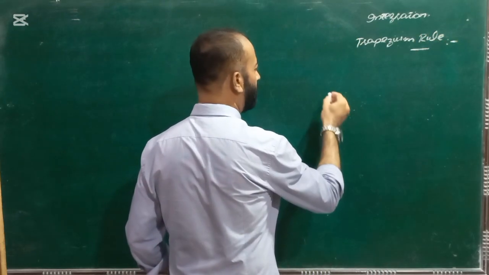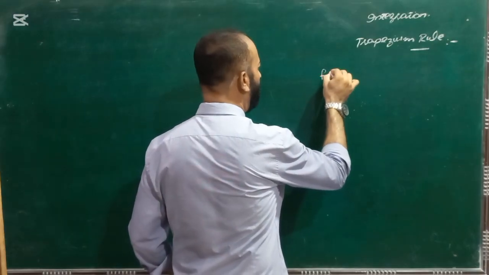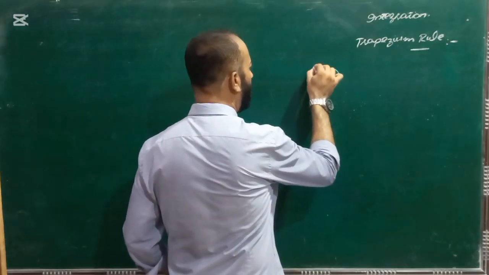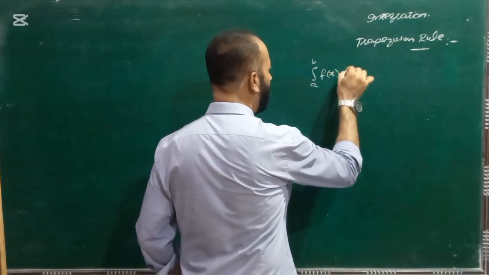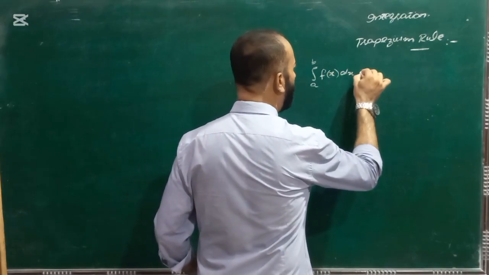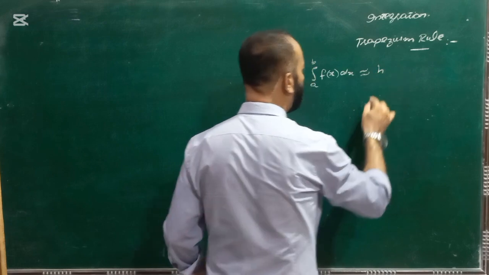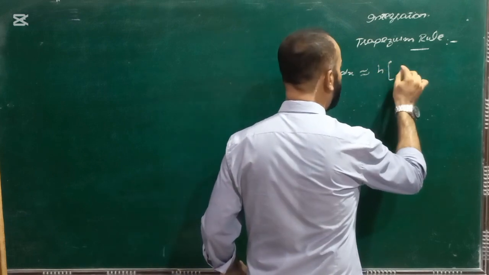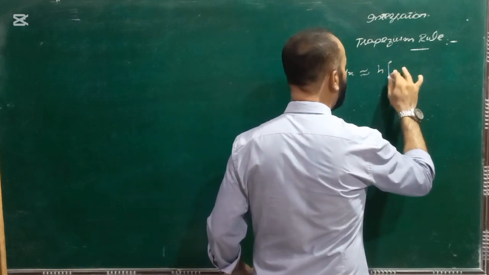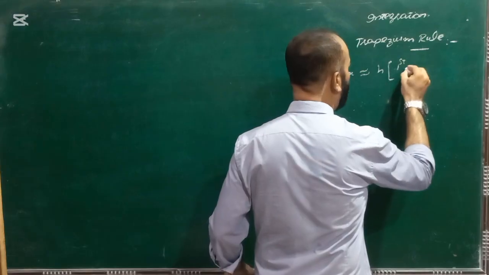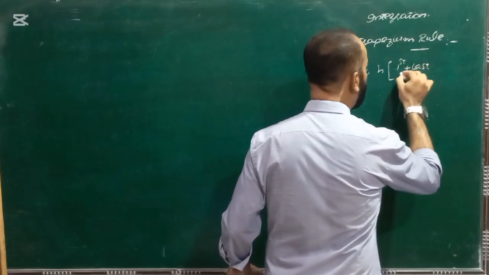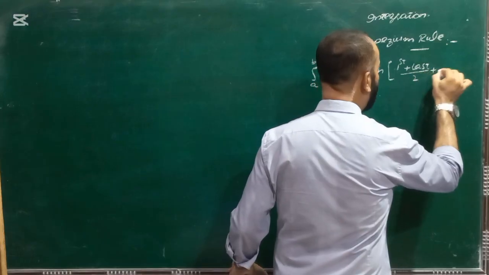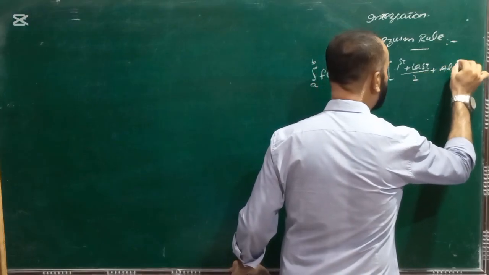So look here now. The integral of f of x from a to b dx is equal to h into first plus last divided by 2 plus all others.